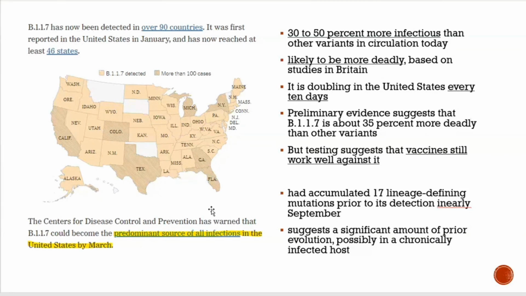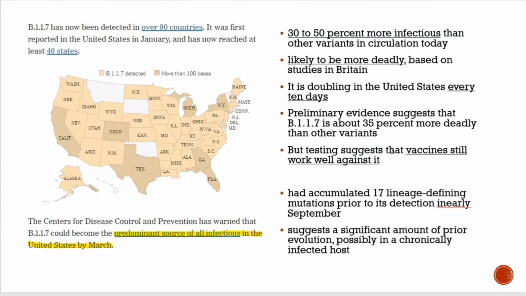Just like we found ourselves back in March, April, May, and found out many months later that the true number of new cases we were having per day was actually 4 to 10 times higher than what we were seeing, because it's all about testing and it's all about surveillance. But let's take this B117. It is predicted to be the predominant source of all infections in the US by now, we're in March. It's 30 to 50% more infectious than other variants in circulation today, and likely to be more deadly based on some of the early studies. It seems to be doubling every 10 days in the US.